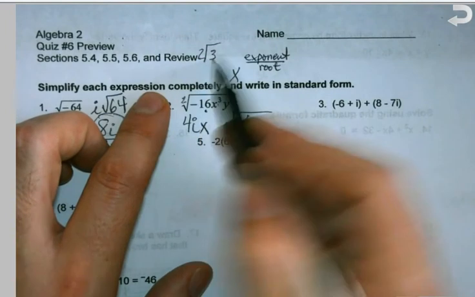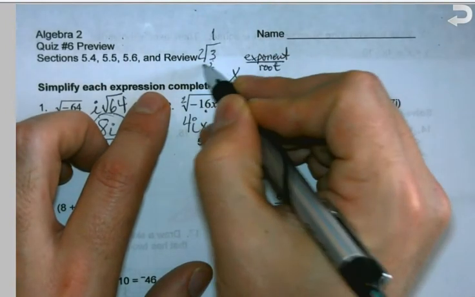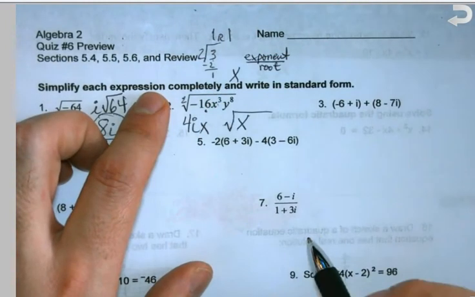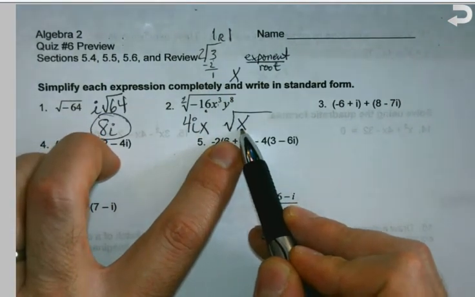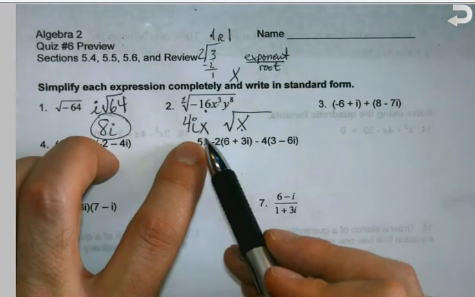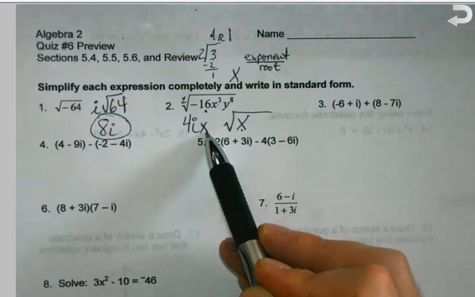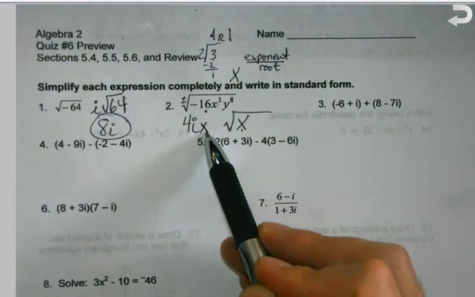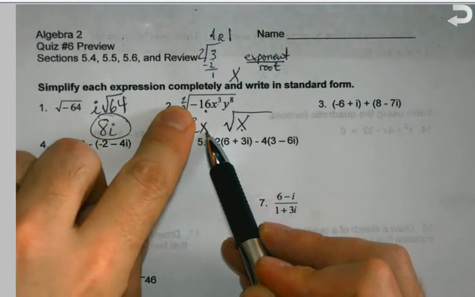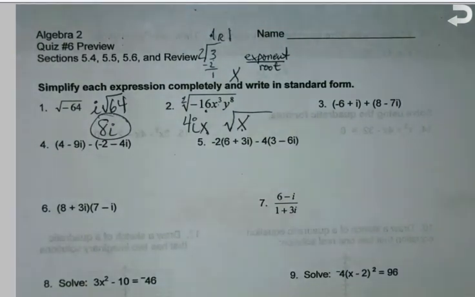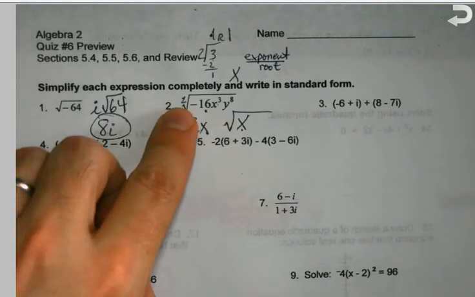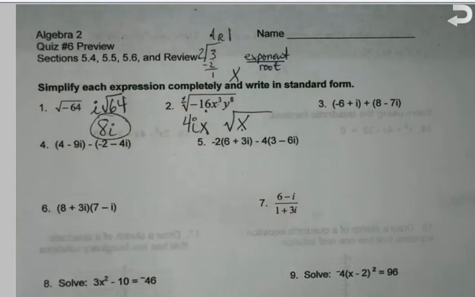2 goes into 3 once, but I have a remainder of 1. The remainder stays in the radical. The amount of times it goes in whole gets out. That's just an assumption. Sort of like when you see x and you say, what's the exponent on it? I don't see the 1, but I know it's there. When you're doing a square root, it's just assumed that it's a 2. It kind of works the same way.